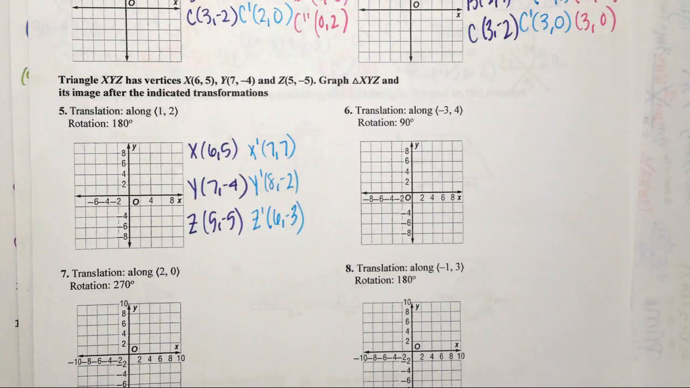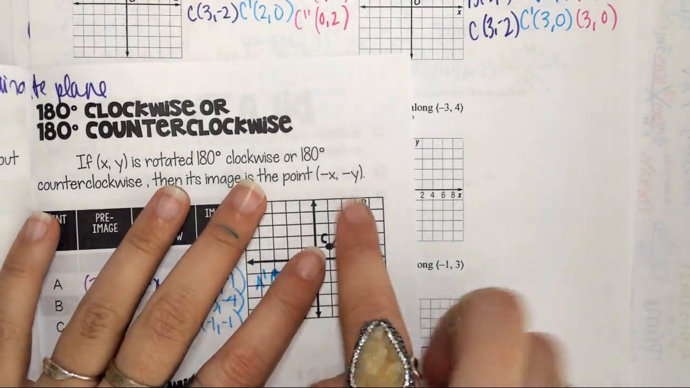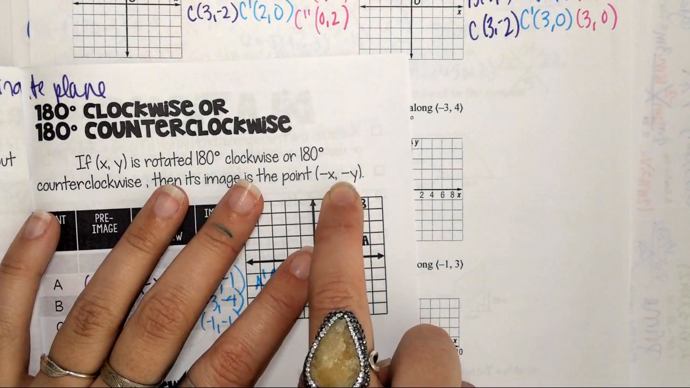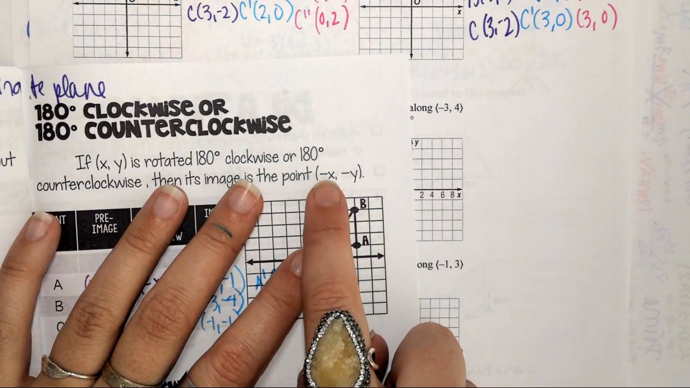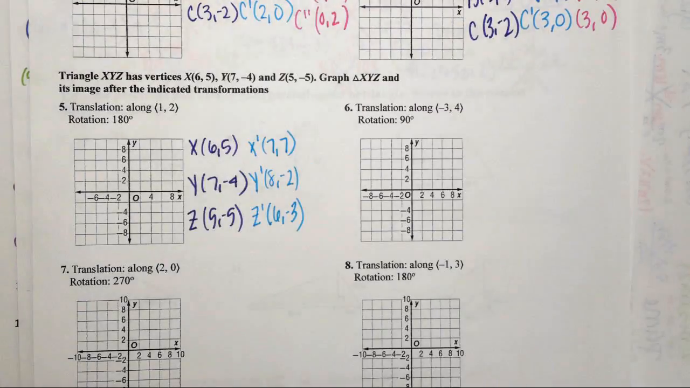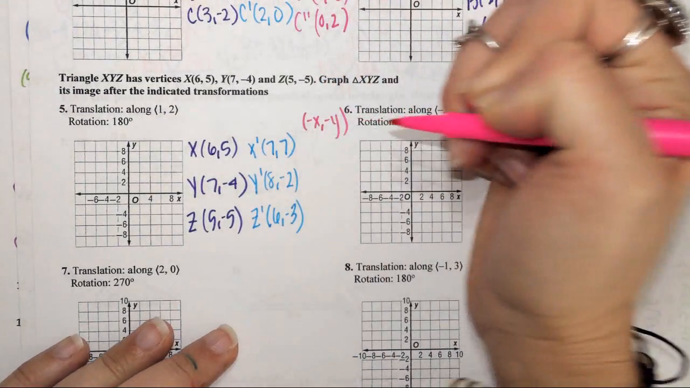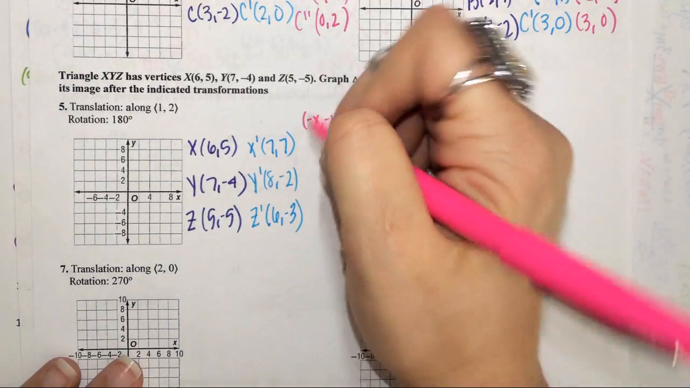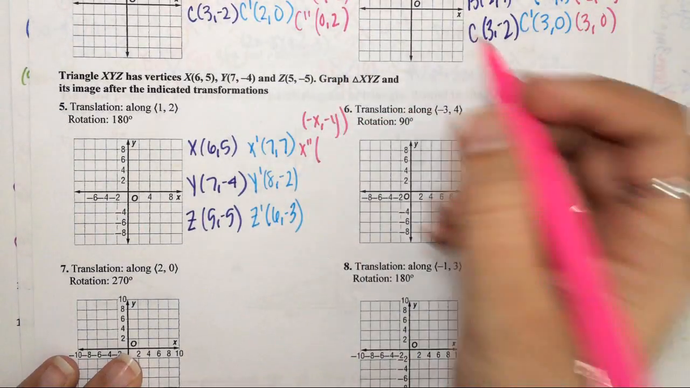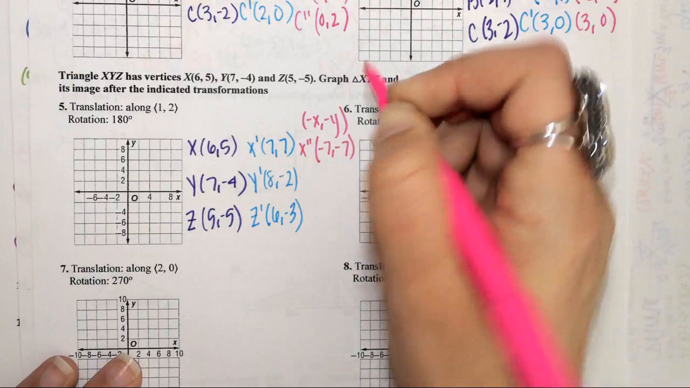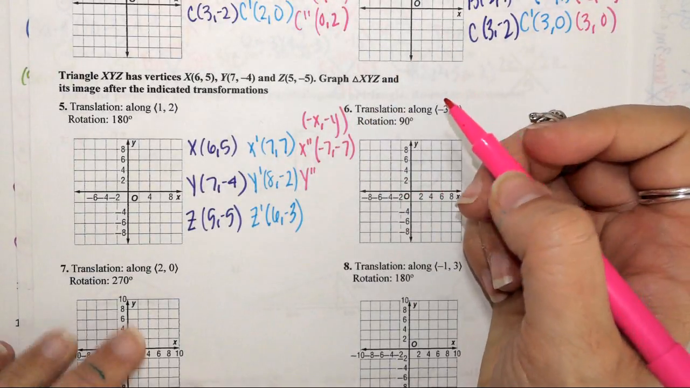Then it says rotate it 180 degrees. So what page or what section are you going to look at on your reference sheet? Rotation. And it's 180. So what do we do on the 180 degrees? They're both negative. So it's negative X, negative Y. We're going to write that down. Alright, so what is X double prime? -7, -7.